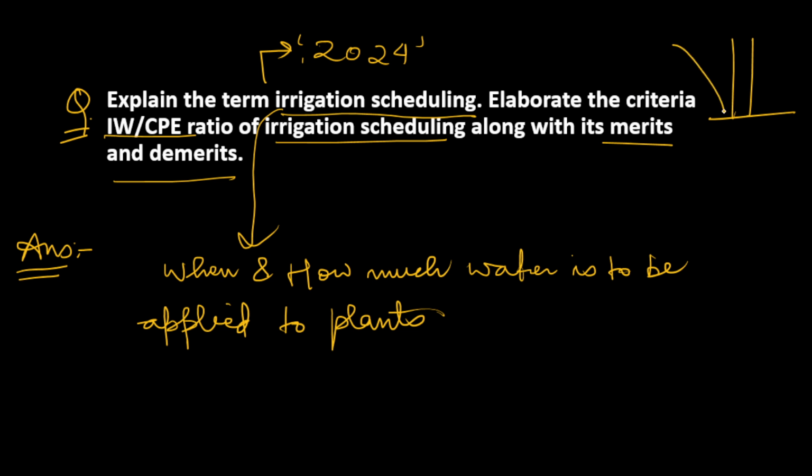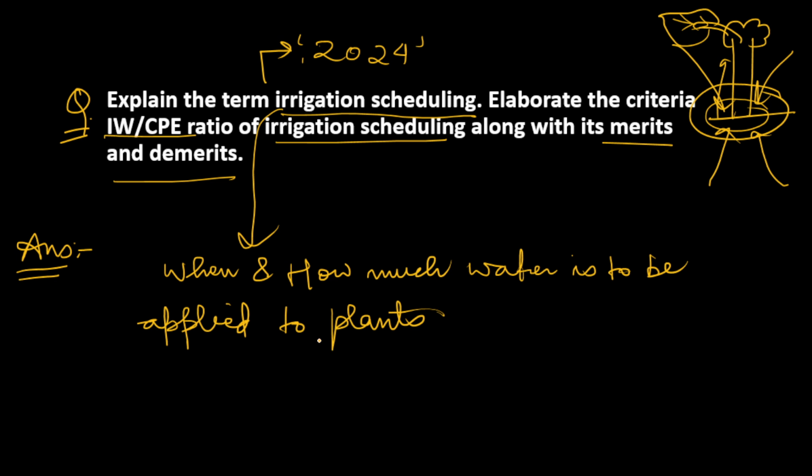And when to apply the water and how much water should be applied, that is what irrigation scheduling is. Suppose the plant is in its reproductive phase or flowering phase and we need to apply water because it is a critical phase for the plant. So what amount of water it requires, how much water is present in the soil, what is the climate, what is the evaporation rate. If the evaporation rate is high, we have to irrigate more water; if the evaporation rate is low, we have to give less water. That is how irrigation scheduling is done.